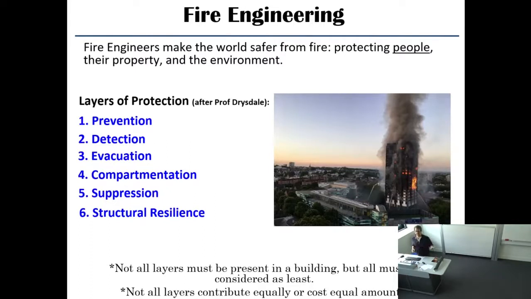Compartmentation definitely failed. That's the number one layer that was breached. The fire was going left and right pretty much at high speed. Suppression completely failed. There were no sprinklers, and the fire service could not go above 18 meters. From the inside, they were in rescue, not in suppression. The tower did not collapse. That's the only thing that worked in Grenfell.